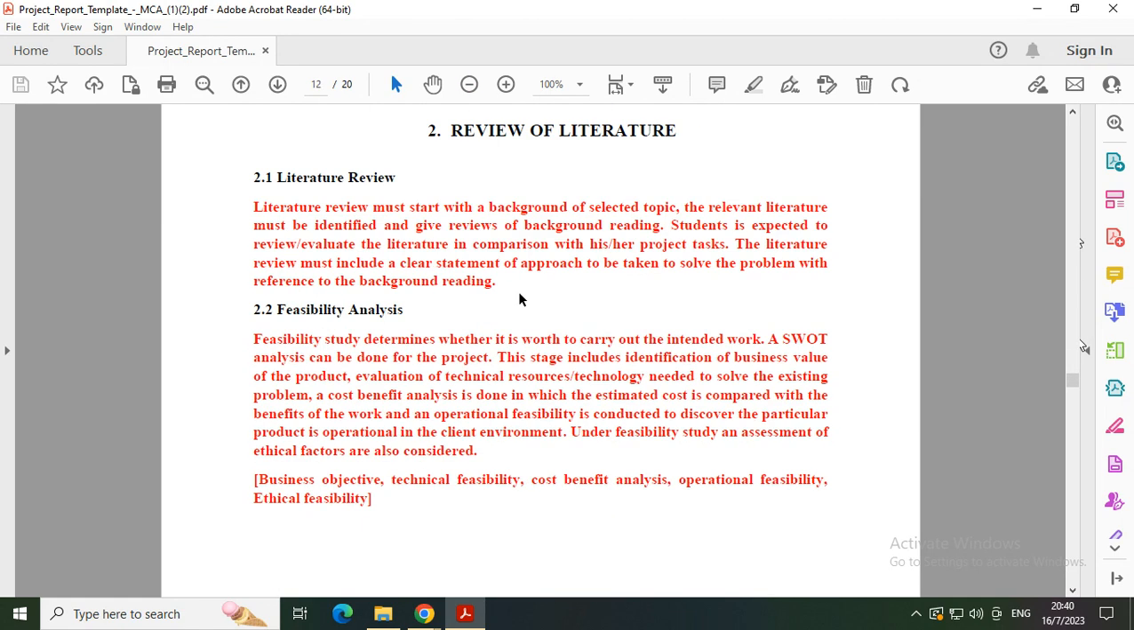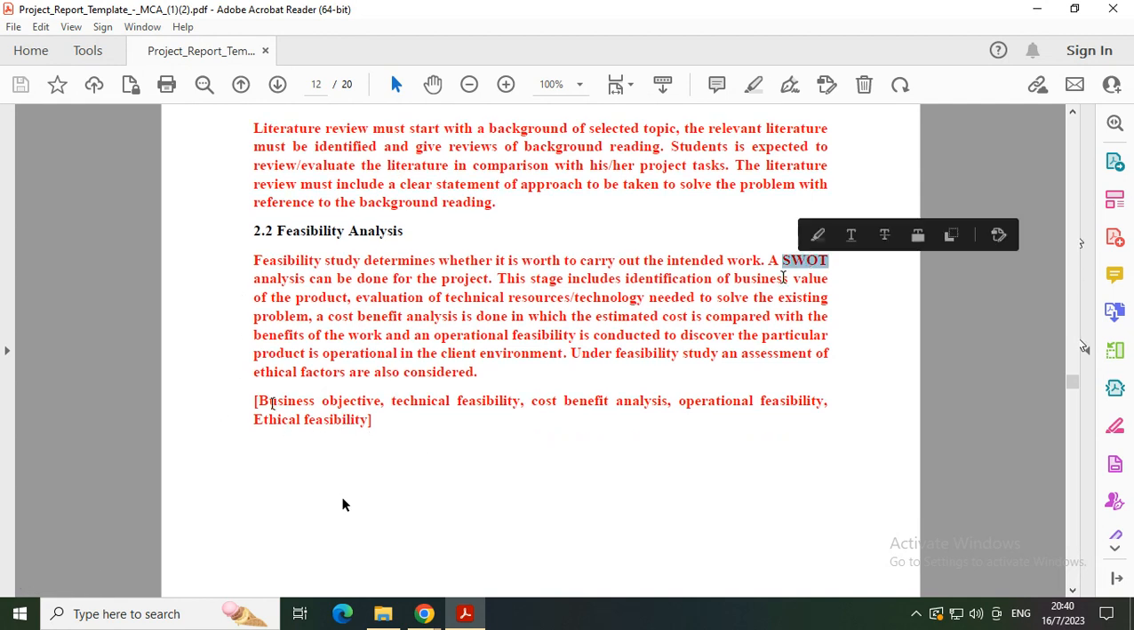The next one is your literature review. Literature review means the documents that you studied in order to go ahead with your project, that you have to write over here. And then the feasibility analysis. Here we have something called SWOT analysis, business objective, technical feasibility. So if any one of you wants to do this kind of analysis for your project, then please tell me. We can do a few of your problem analyses here right in front of you, and later you can do more exercises on it.